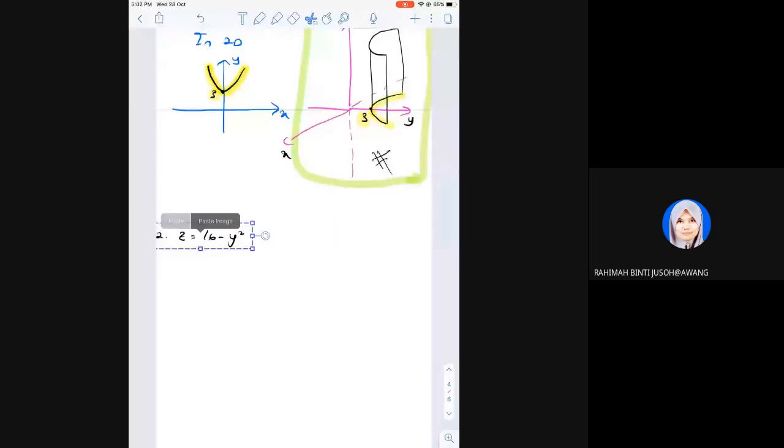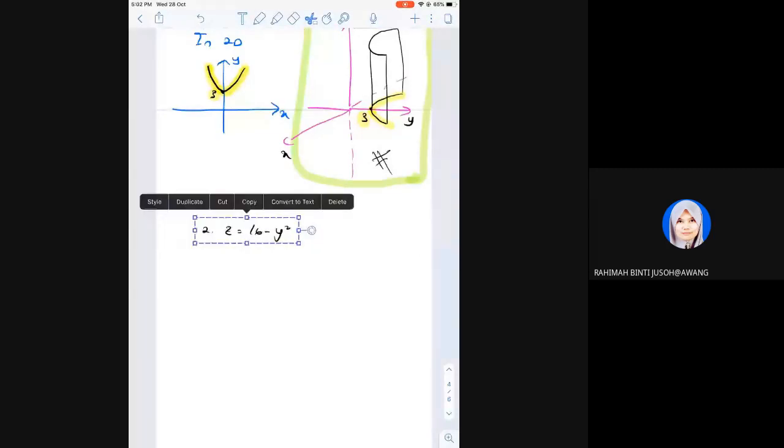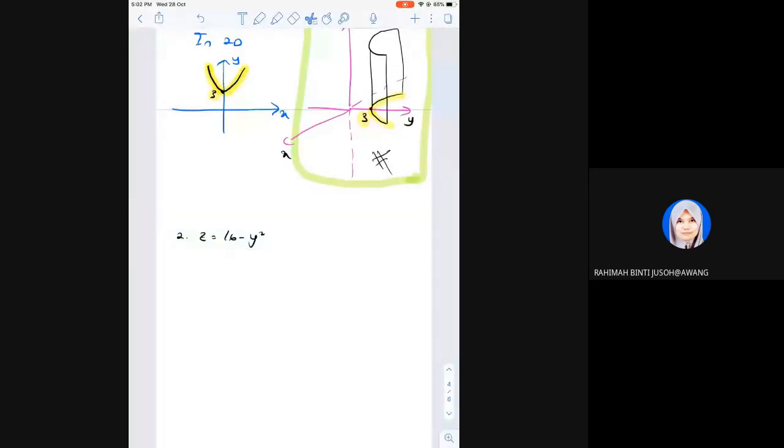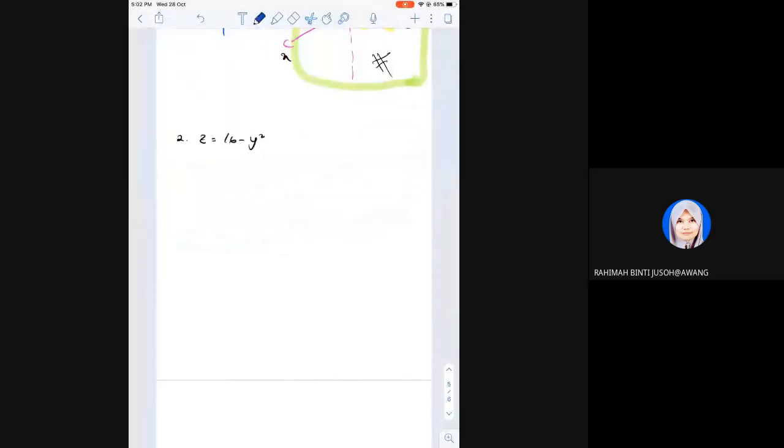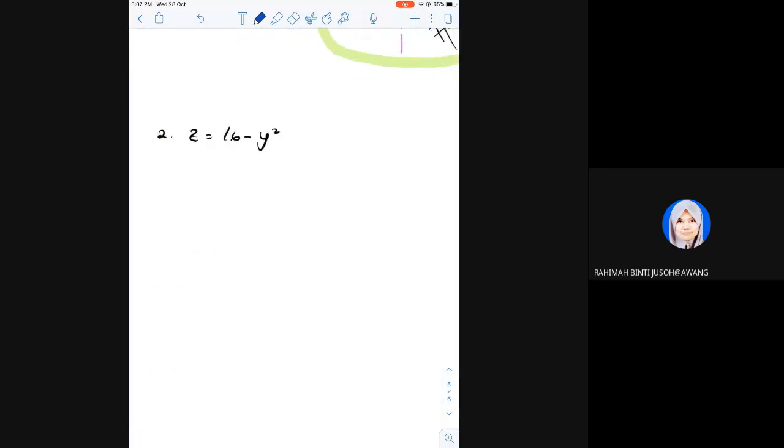Question number 2. 16 minus y squared. Again, if you are already an expert, you can straight away sketch the graph in 3D. But if you want to know what type of shape we have here, you can sketch the graph in 2D. Let's say I also do it in 2D just to get the idea.